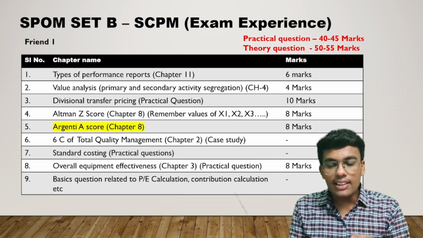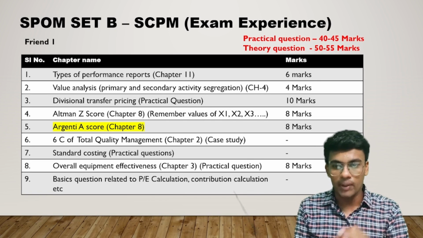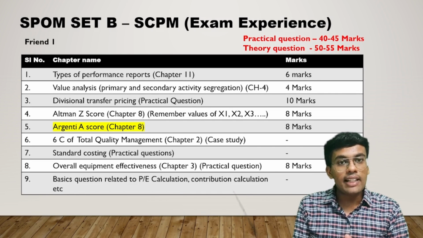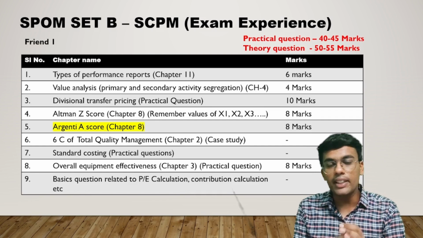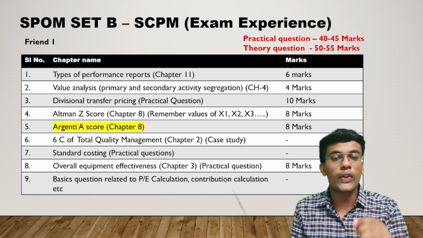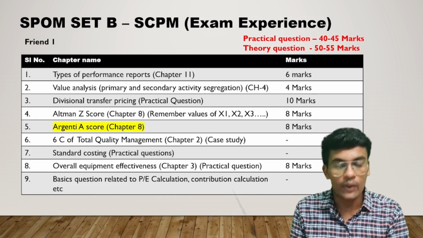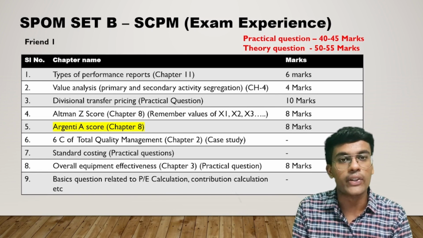Now, the first friend whom I spoke to and from whom I understood the major marks allocation said that marks were majorly asked from these chapters. This is basically your types of performance reports. You have to identify what type of performance report you are going to issue in this particular case scenario. This was from chapter number 11, and 6 marks of direct question was asked from this topic.